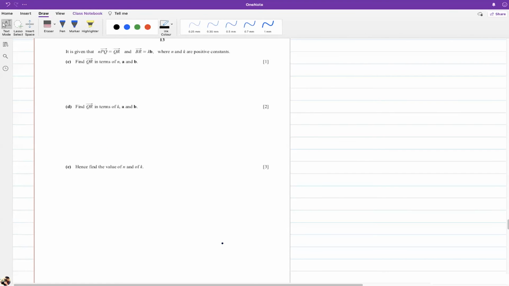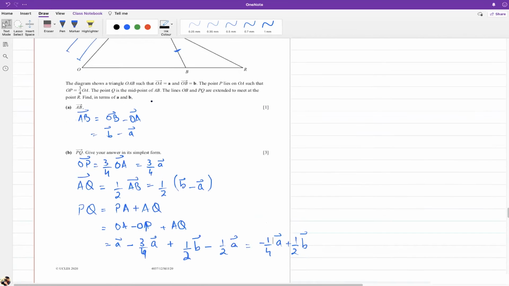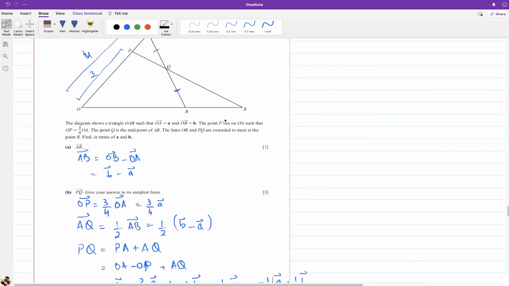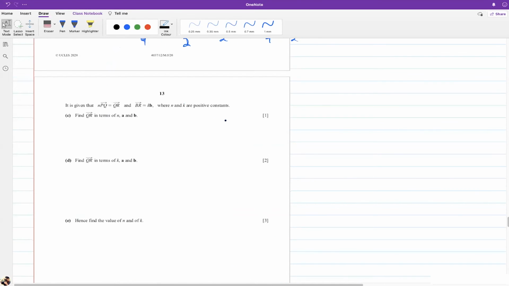It is given that QR is equal to NPQ and BR is KB, where N and K are positive constants. Find QR in terms of N, A and B. Q हमारे पास है, वो डायग्राम आपके ज़हन में होना चाहिए. ये Q है, वो R है. Q से अगर आपने R तक जाना है, so there may be multiple ways of doing that. N यूज कर रहे हैं तो हम PQ को यूज कर रहे हैं, ठीक है. और BR नहीं यूज करना, मतलब K को यूज नहीं करना.